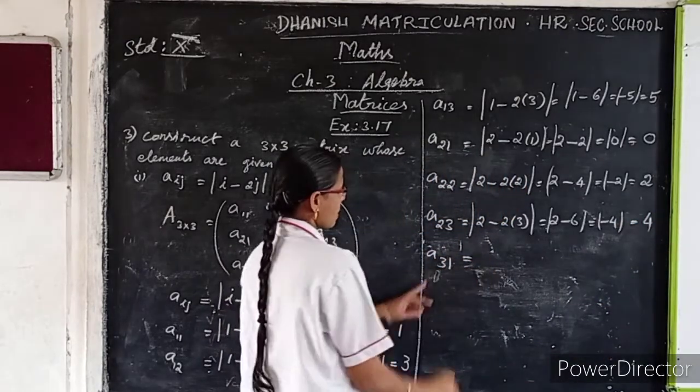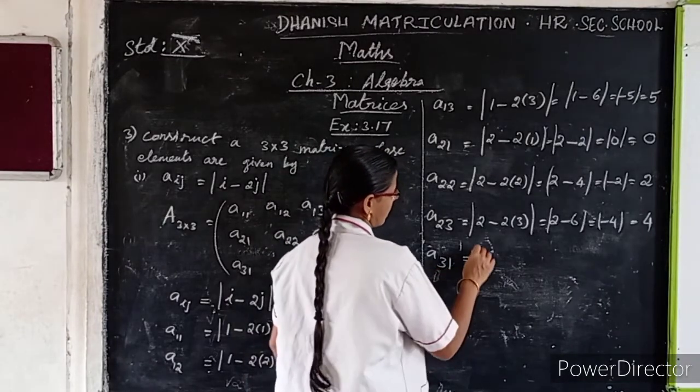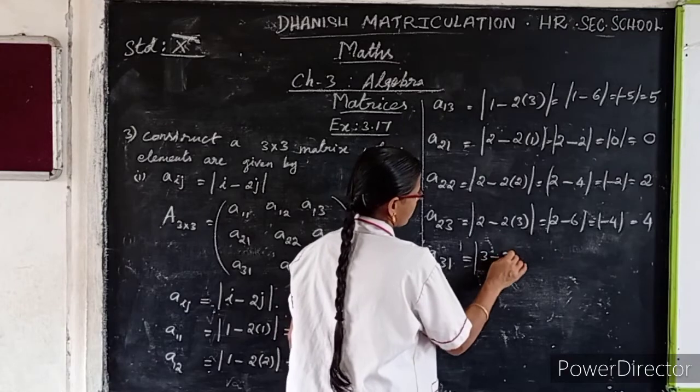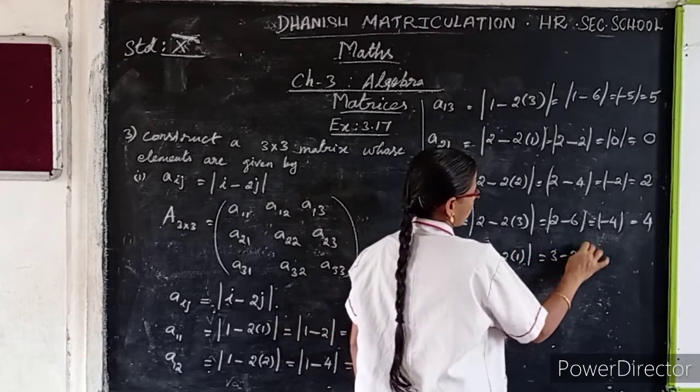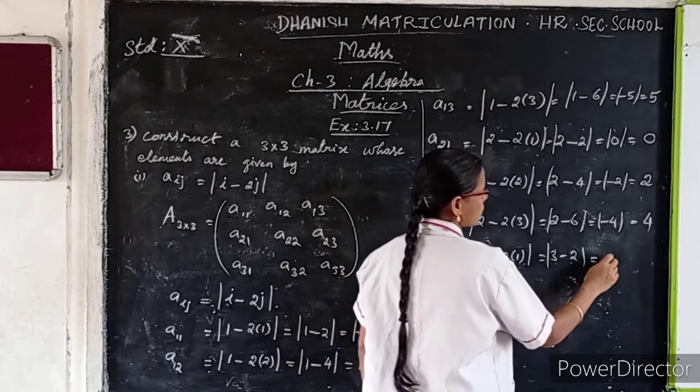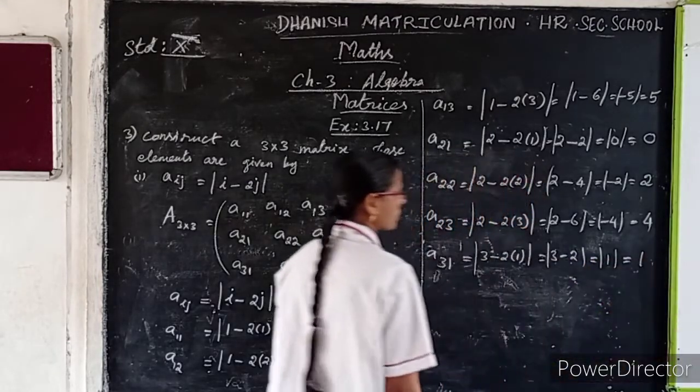A31. Here i is 3, j is 1. 3 minus 2 into 1 equal to 3 minus 2. 3 minus 2 is plus 1. Modulus of plus 1 is 1.